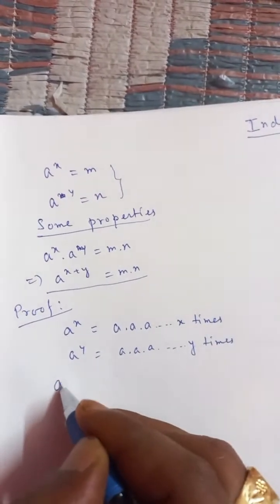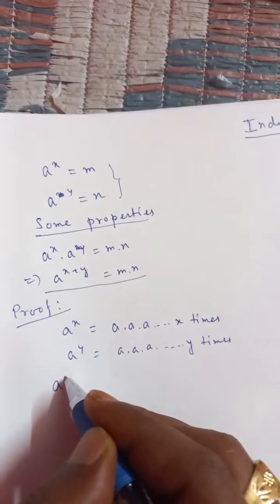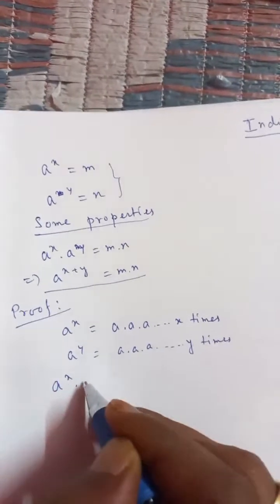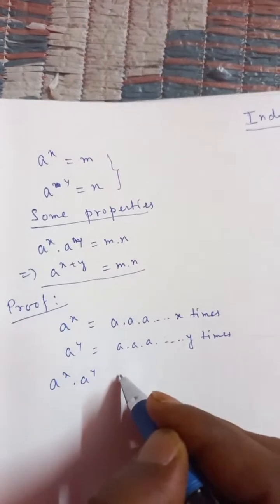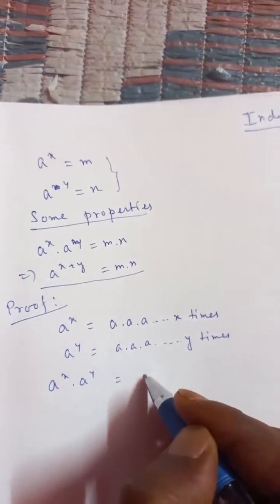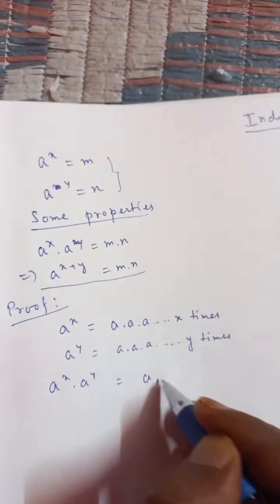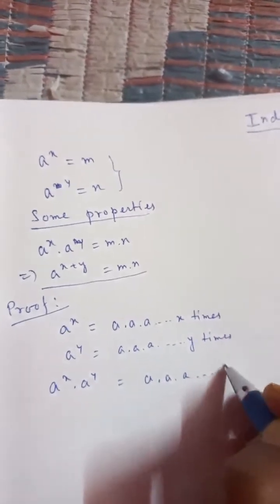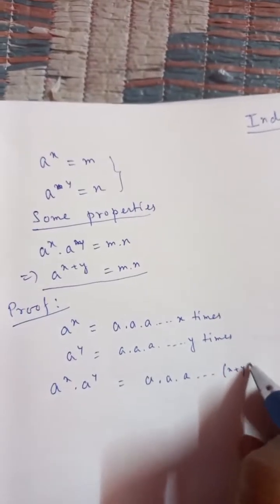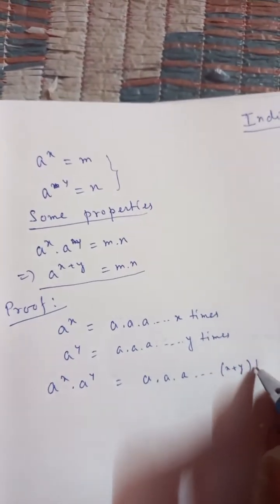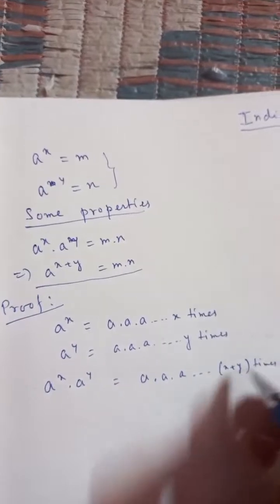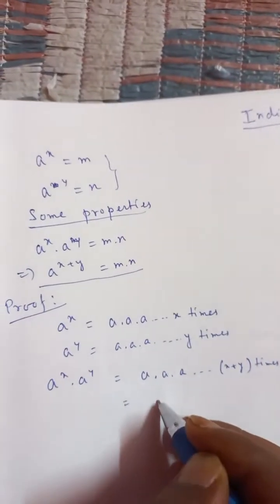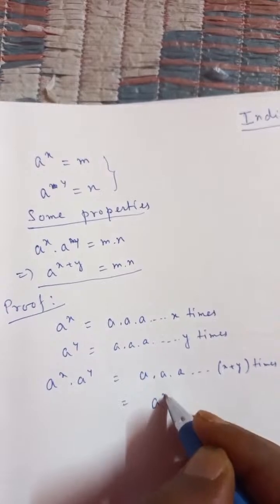So a to the power x multiplied by a to the power y is equal to a multiplied a up to x plus y times. So this is a to the power x plus y.